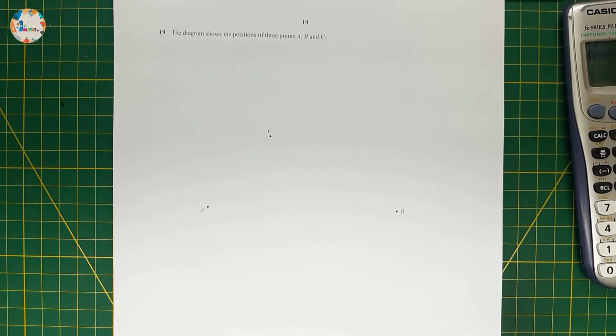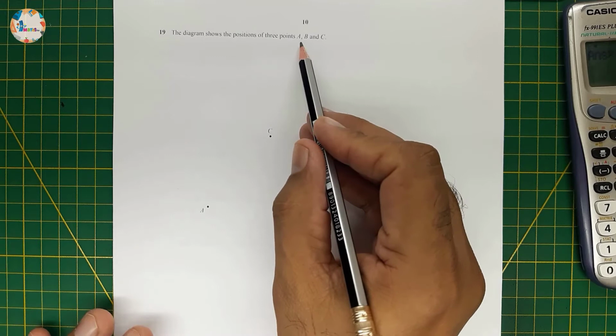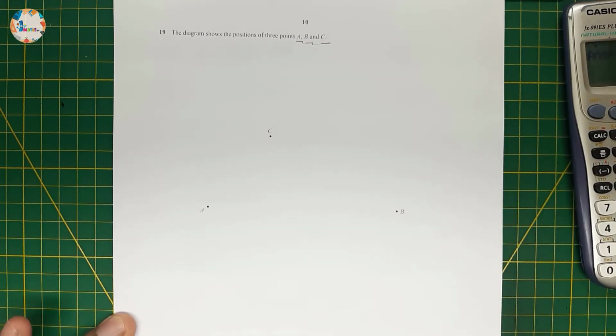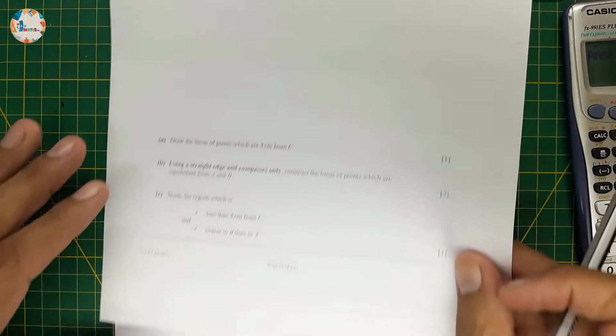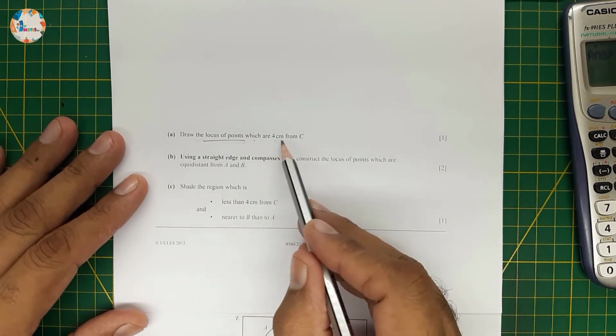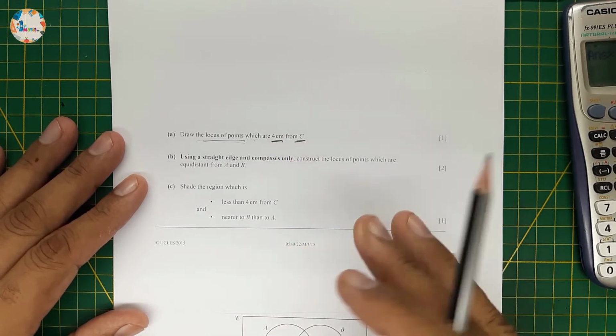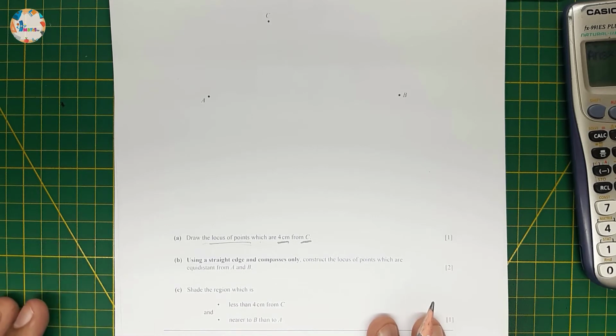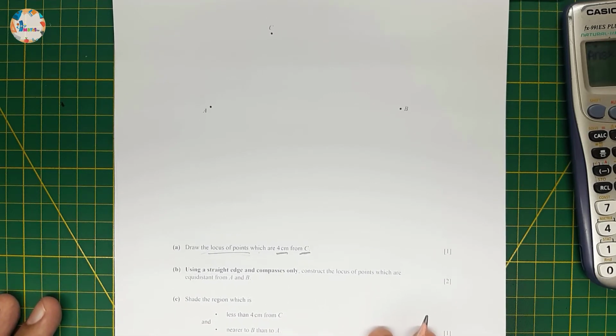Question number 19 is a construction question. The diagram shows the positions of 3 points, A, B and C. Now what we have to do in part A is draw the locus of the points which are 4 centimeters from C.